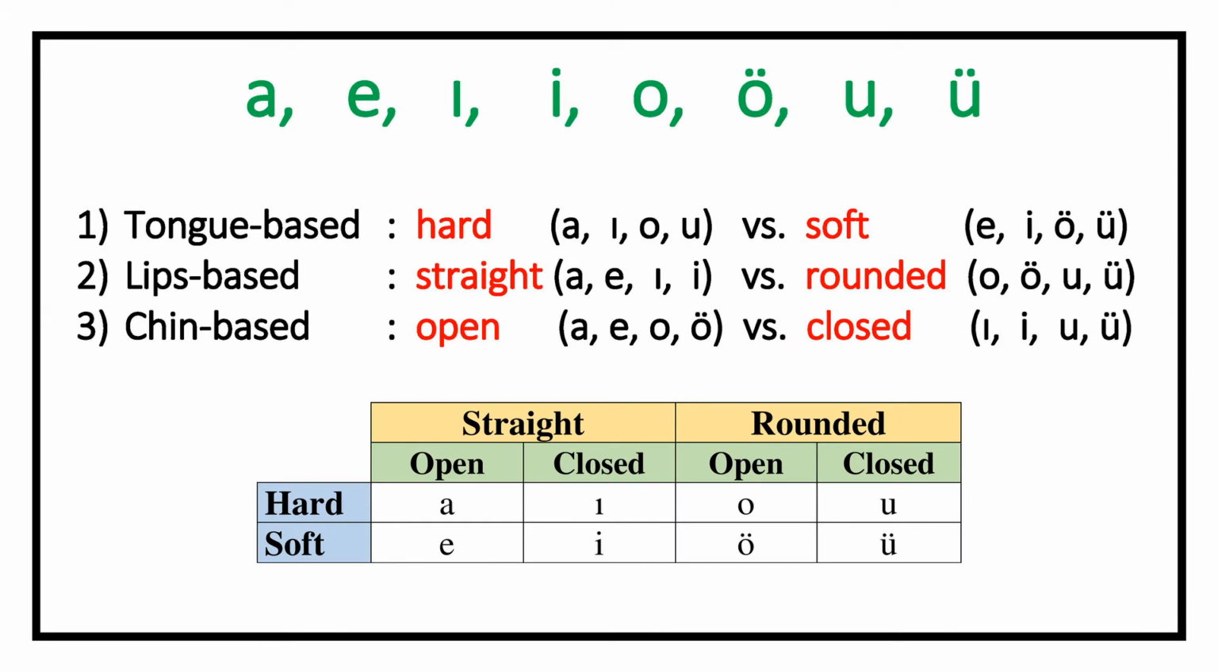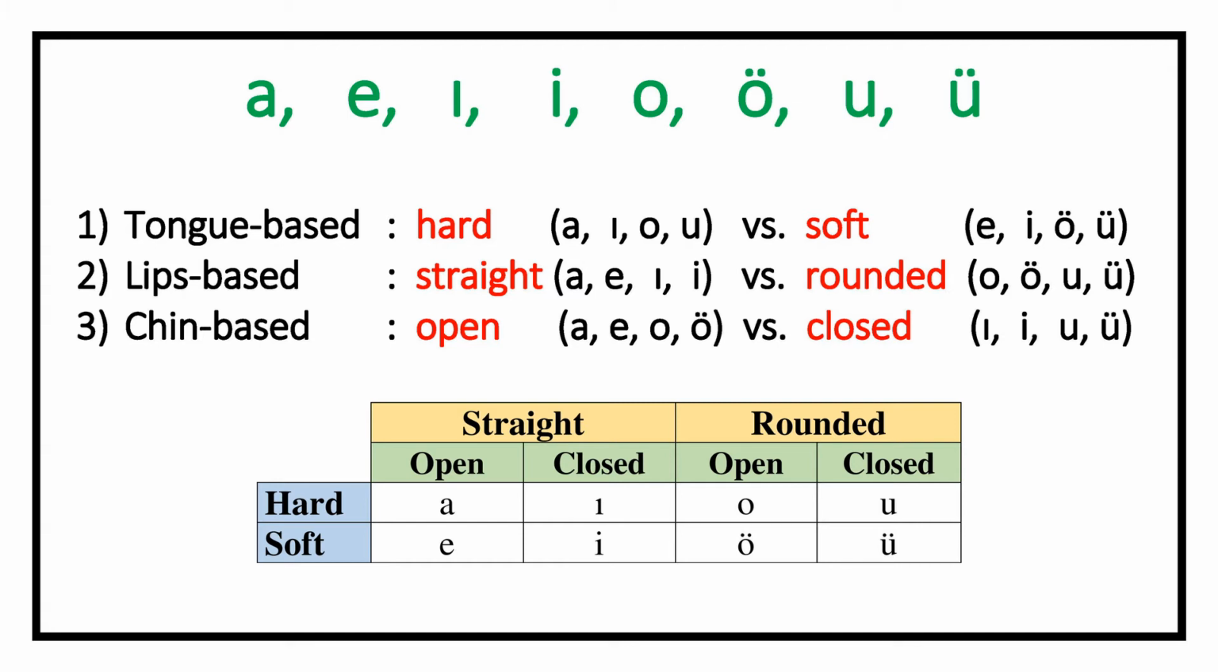Below is the table that puts all of them in perspective. Now, don't memorize them, you don't need to, but keep in mind that these classifications are important for the vowel harmony. Now, having classified the vowels in the Turkish alphabet, we can now look at the vowel harmony rules.